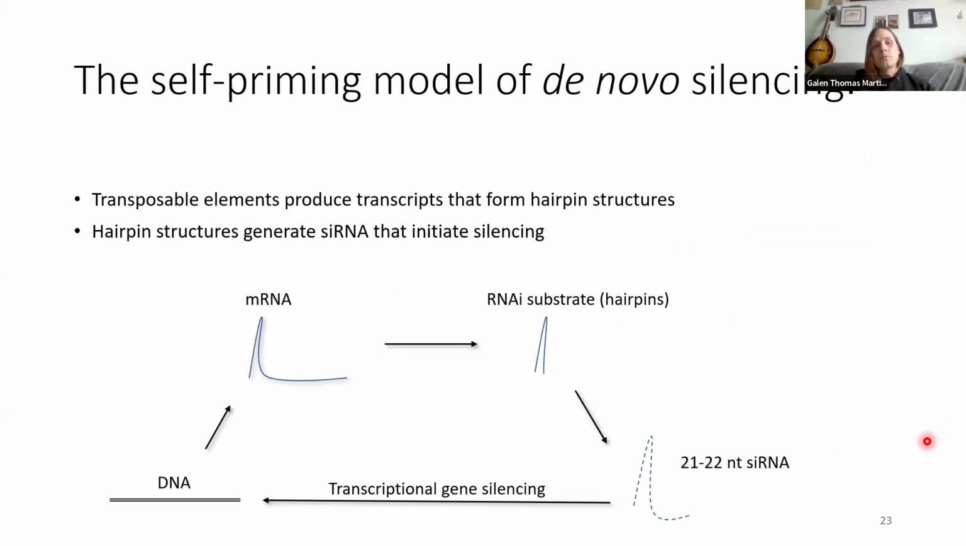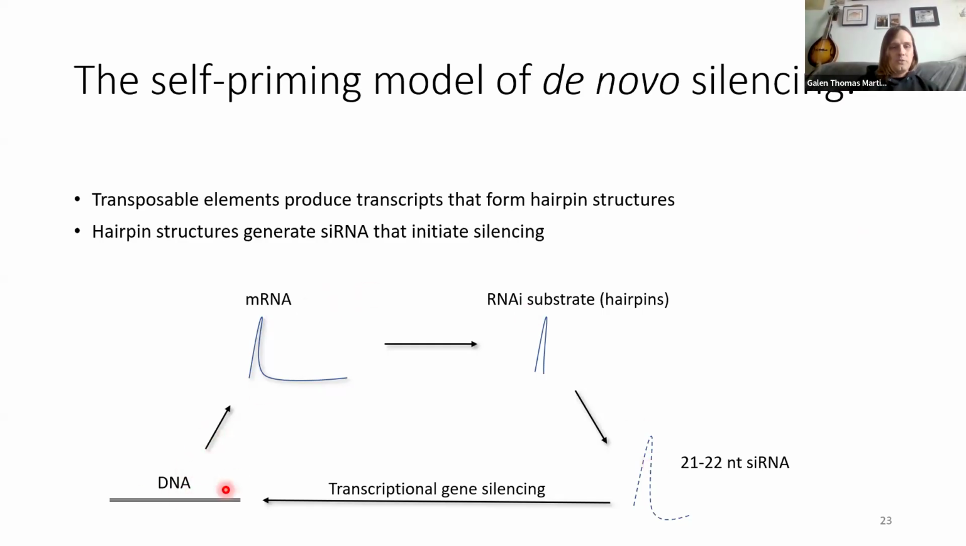So what we wanted to do with this project was try to extend this model and see if it could be a general phenomenon among transposable elements and other parts of the maize genome that experience high degrees of methylation and small RNA production. So we came up with this self-priming model of de novo silencing of active transposable elements, where it's possible that transposable elements produce transcripts that form hairpin structures, and those hairpin structures initiate small RNA silencing.